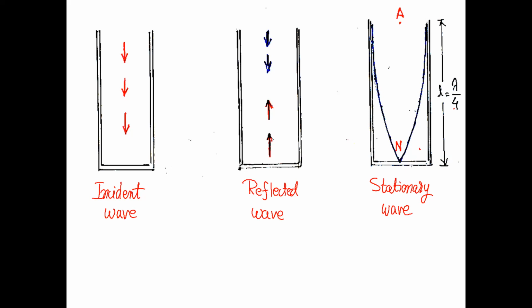This is an open end. This is called a closed pipe. It is open on one side and closed on the other, like our test tube, drinking water glasses, like that. Okay.